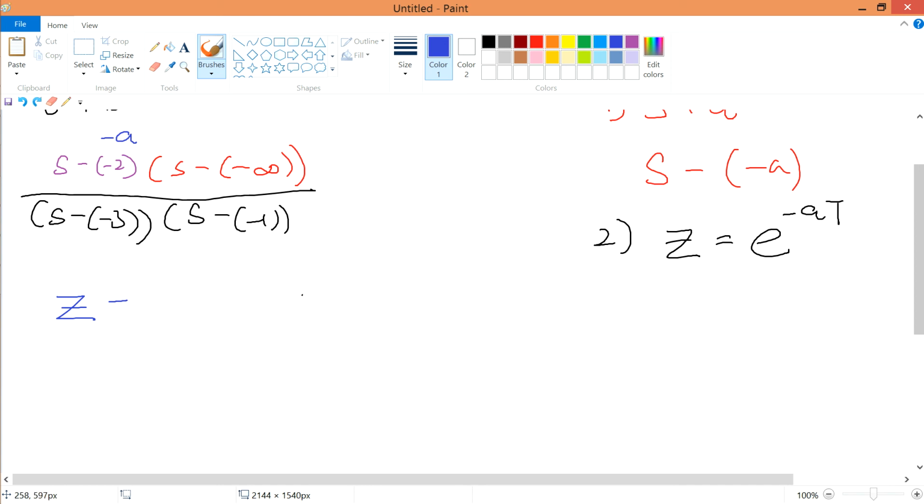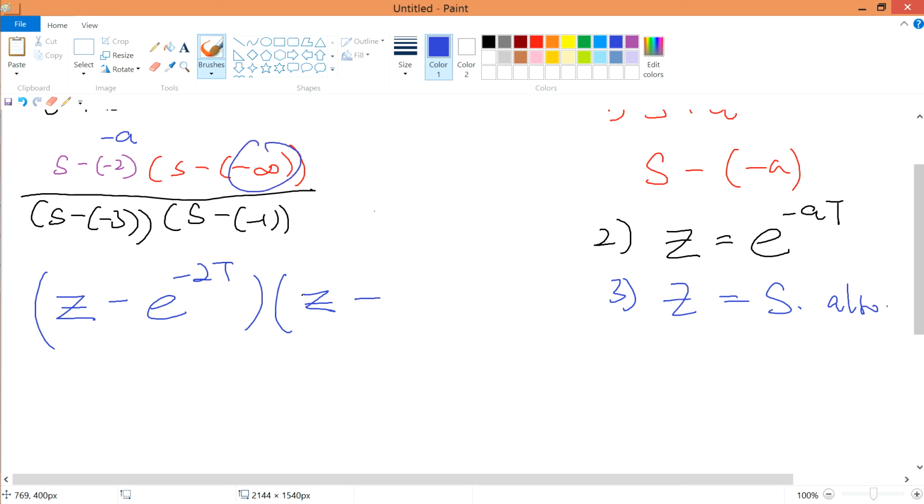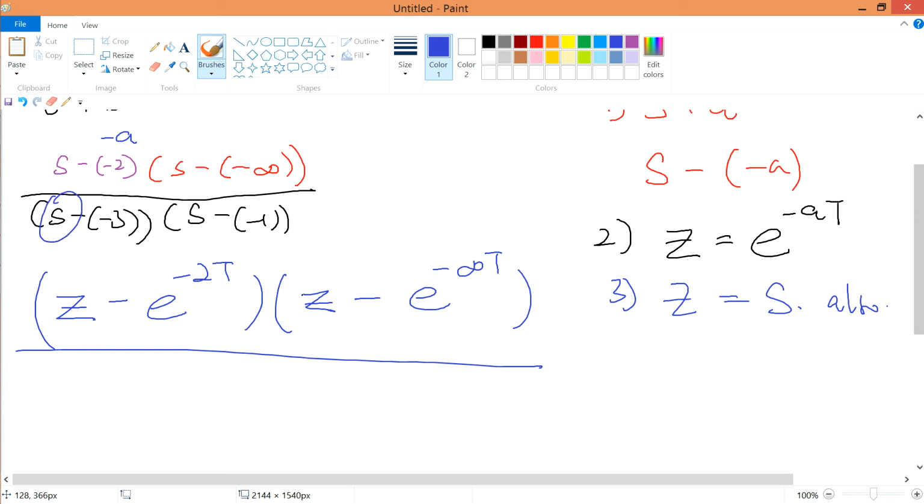Okay, so in this case I'll just write minus e to the minus 2t. Over here this is minus 2, so I'll just write e to the minus 2t in brackets, and over here s I'll just straight away write as z. I should define that z is equal to s also. Therefore, minus this thing over here, I'll just write as e to the minus infinity t. That's straight away sub in only.